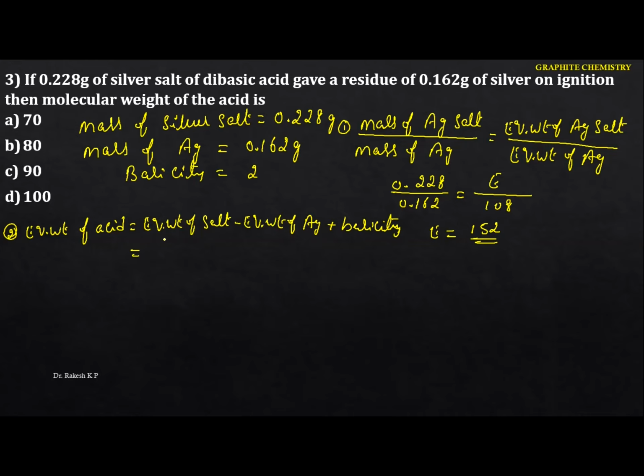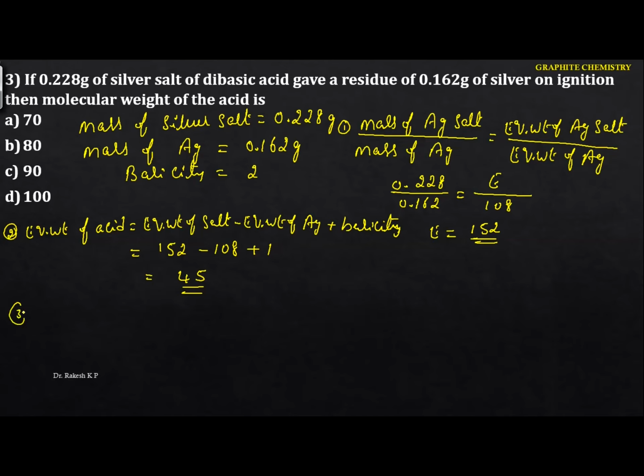So the equivalent weight of the salt we got is 152. The equivalent weight of silver, we know, is 108. Here the basicity is 1. Okay, don't take this one. And finally we got the value, that is 45. Okay, see the next one here.